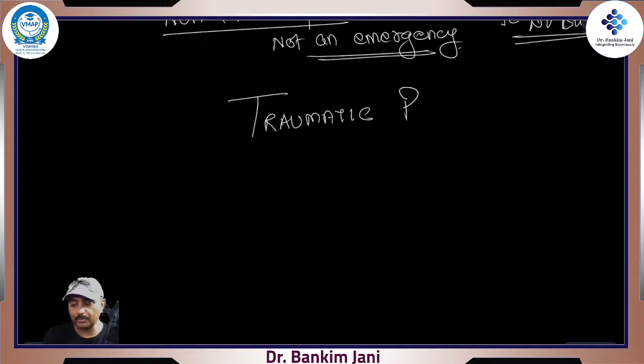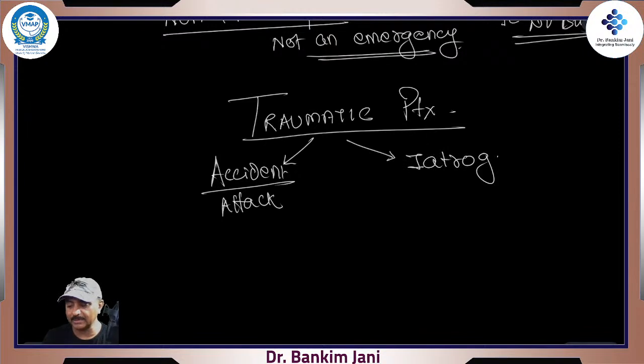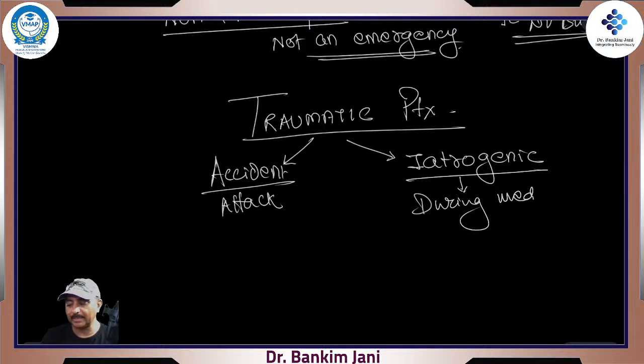That is traumatic pneumothorax. Now this traumatic pneumothorax can be of two ways. One, the genuine accident or attack, right? An attack is also like an accident. Or it can be what is called iatrogenic. Look at the spelling, right? You should know this. I-A-T-R-O-G-E-N-I-C, iatrogenic. Iatrogenic means by the mistake of a doctor, during a medical procedure.